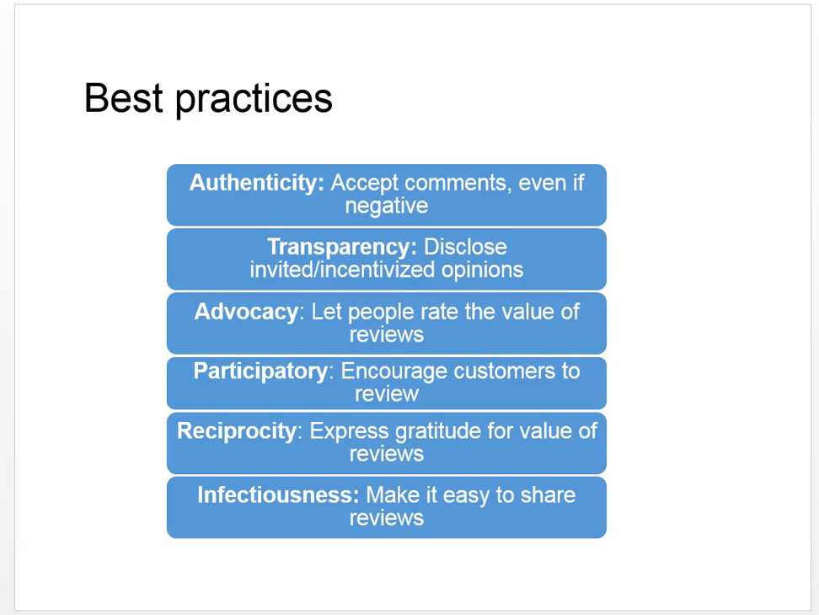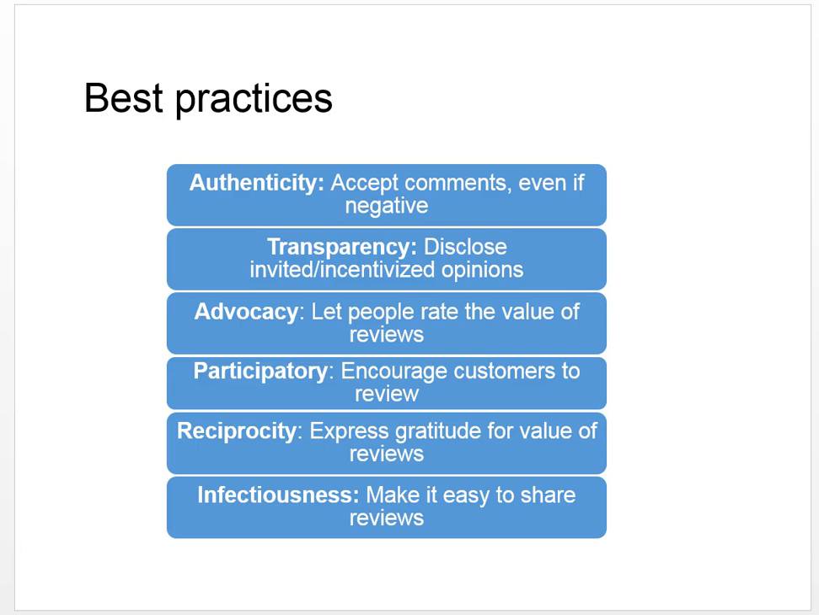Transparency. Disclose invited or incentivized opinions. I dare say, and I have no evidence for this because companies wouldn't voluntarily reveal it, that's probably not happening as often as it should. So we want to be transparent.